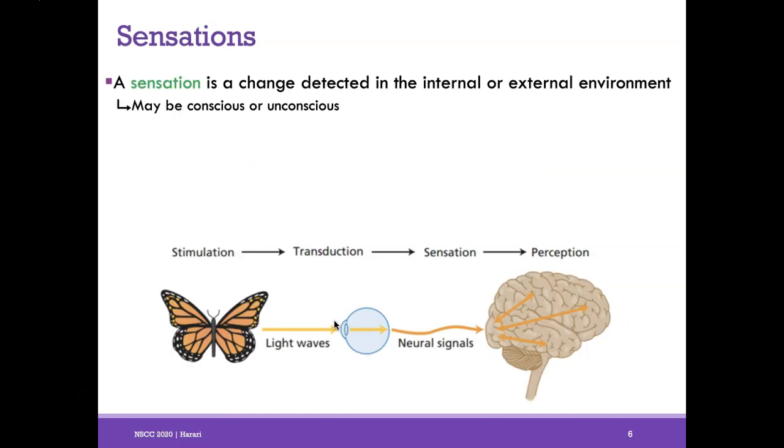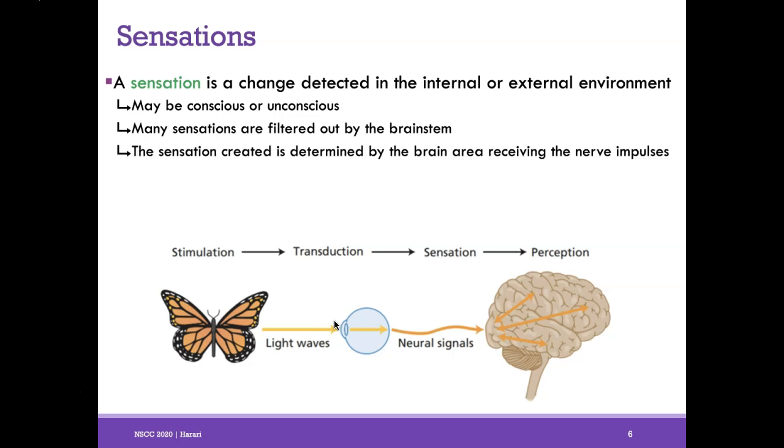And if that message, if that stimulus gets sent to the CNS, the central nervous system, we call that a sensation. So not all sensory signals go to the brain, but when they do, we may experience a sensation. And a sensation is a subjective awareness of a stimulus. So many sensations are filtered out by the brainstem. And a sensation is usually conscious. It's usually a subjective conscious awareness of something.